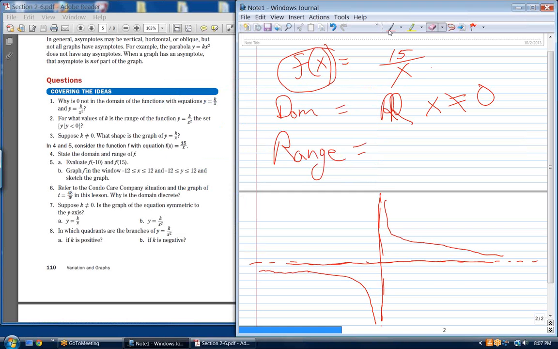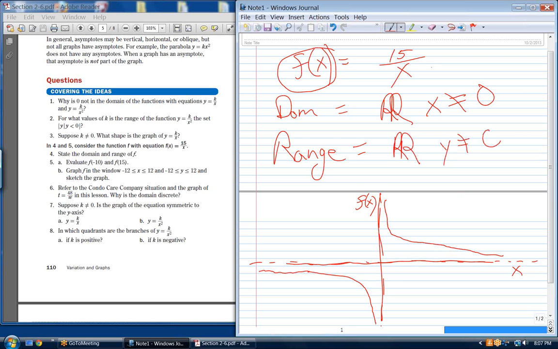Look on the y-axis. In other words, this is f of x, and this is x. So what can f of x do? Wouldn't it be the same? Exactly. All reals except y cannot be equal to 0. The reason it can't, if you look at this function, is that the only way anything can be equal to 0 is if its numerator is 0. So when we put a constant in the numerator, we effectively make it so that y can never be 0.